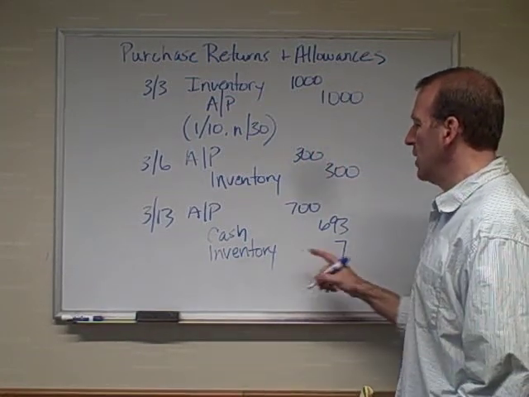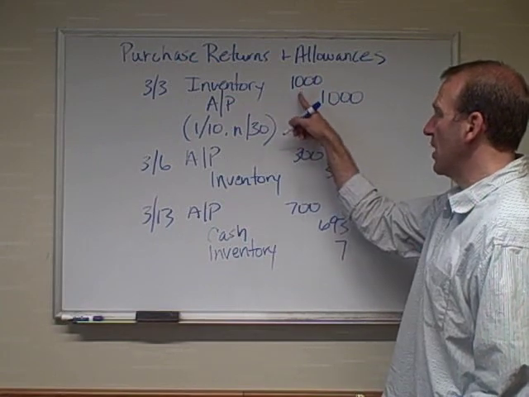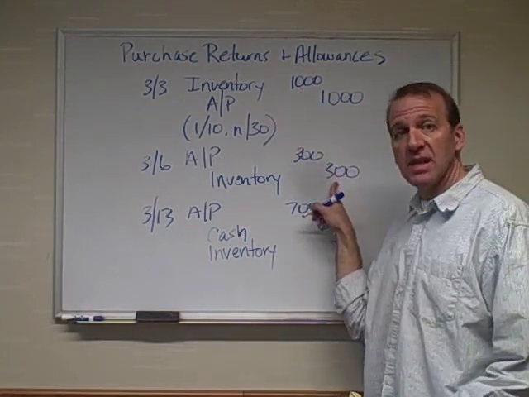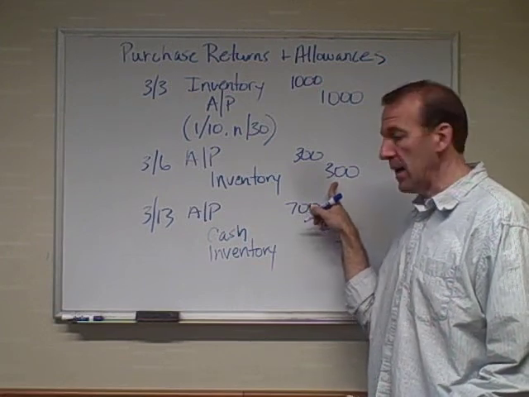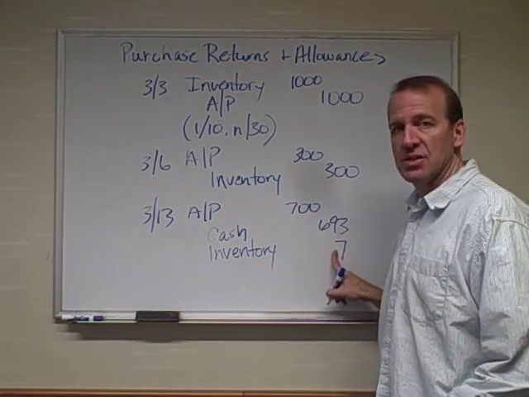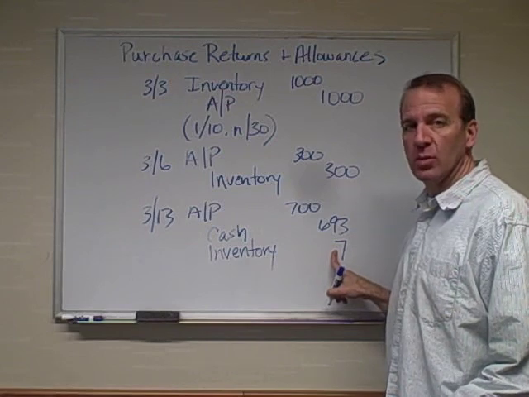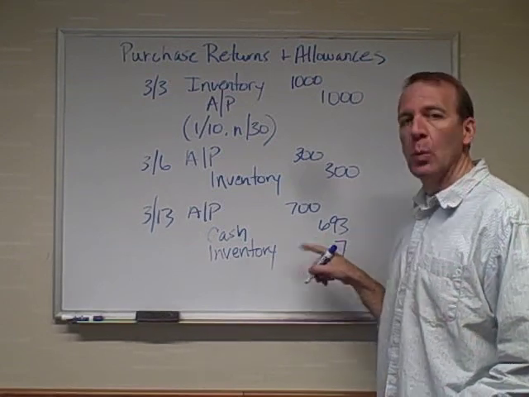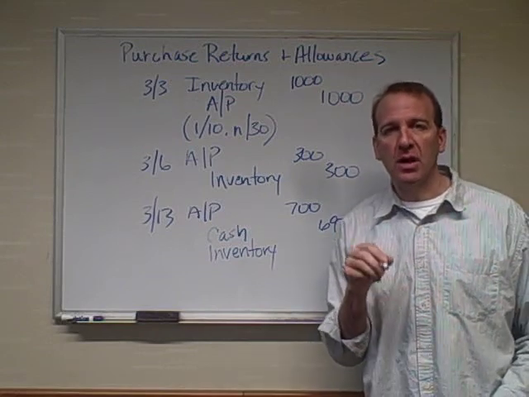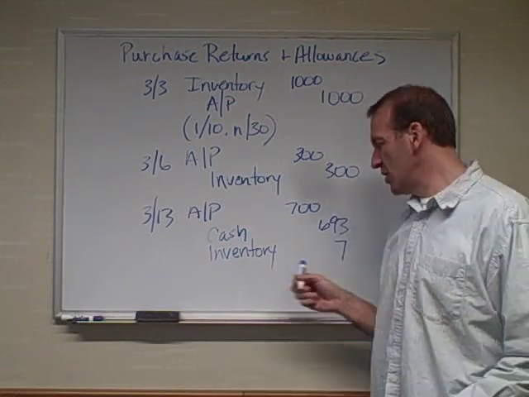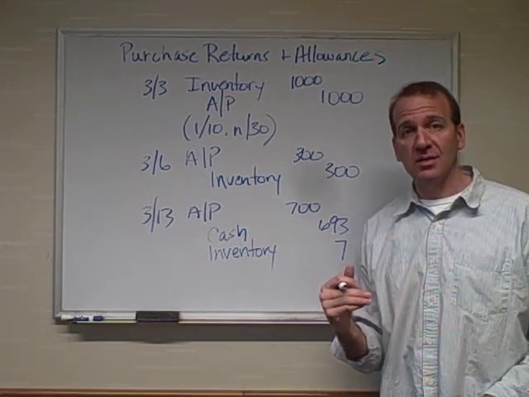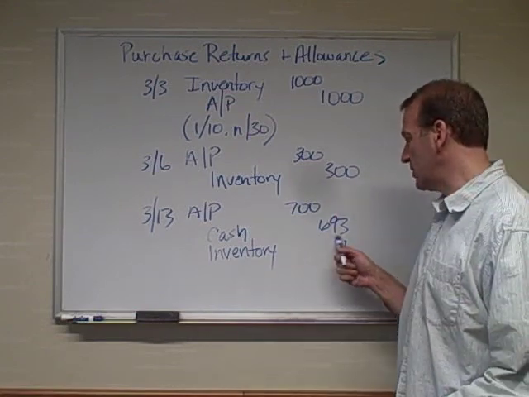Notice that our inventory was 1,000. Then we had this return or allowance for 300, so then it's 700. But we're going to reduce it another 7, so it's 693. Where else do we see the 693? Well, right up above. We want our inventory recorded at the cost that we actually paid for it. So this reduction of 7 in inventory brings our inventory down to $693, just what we paid for it.